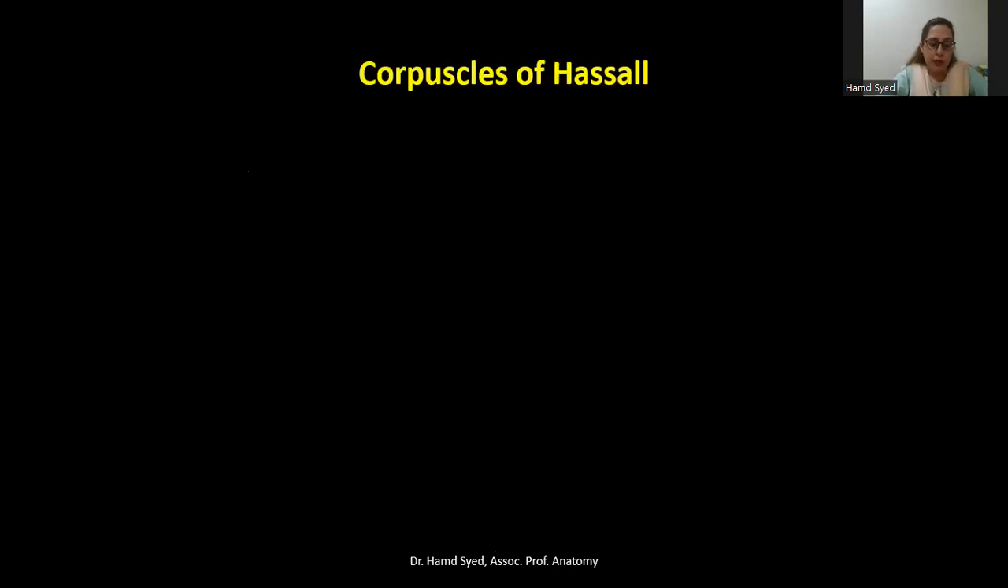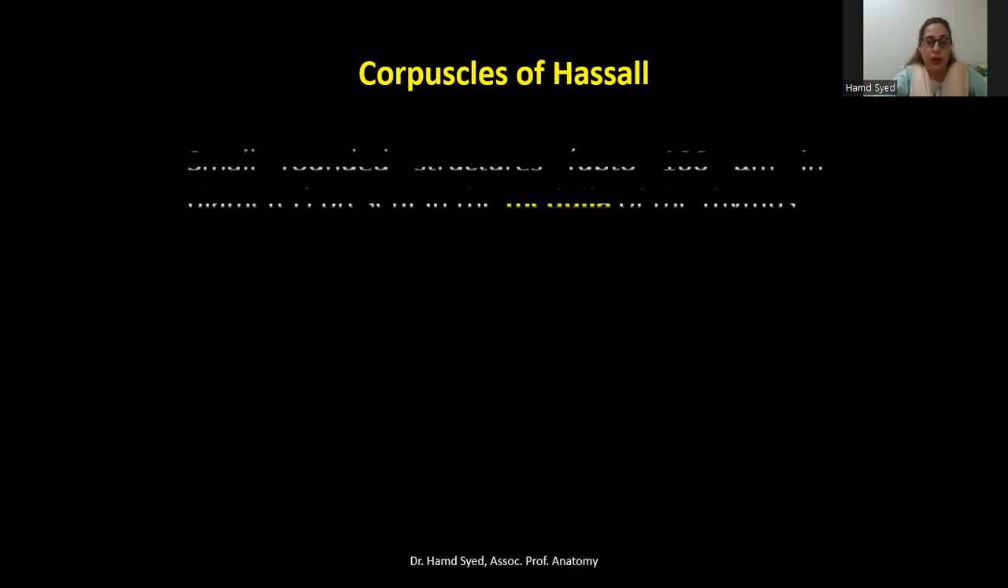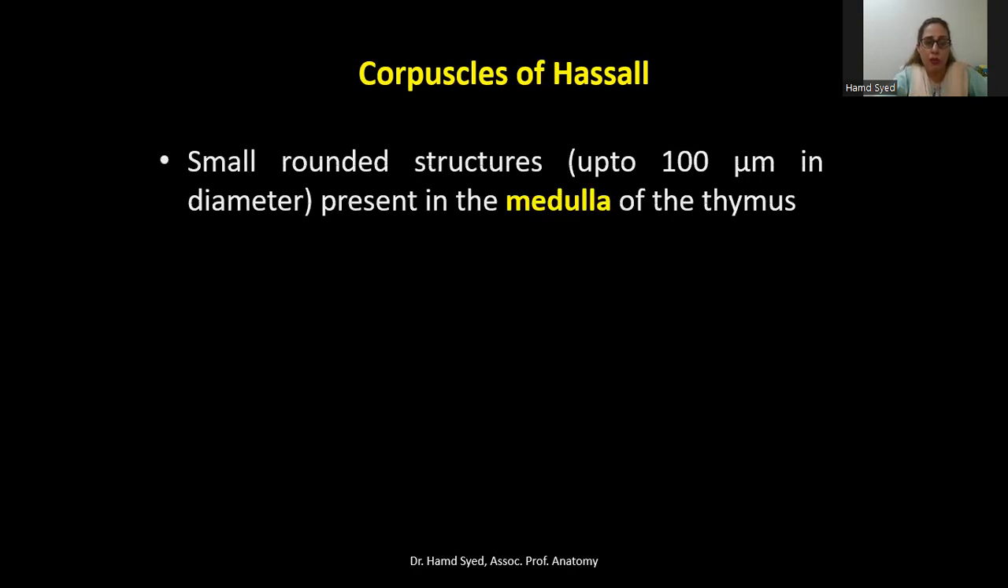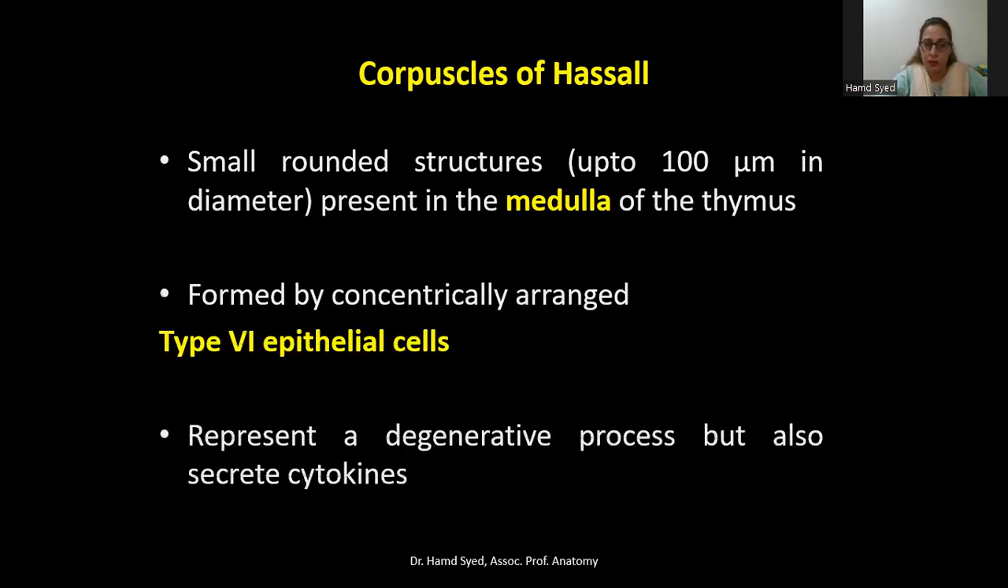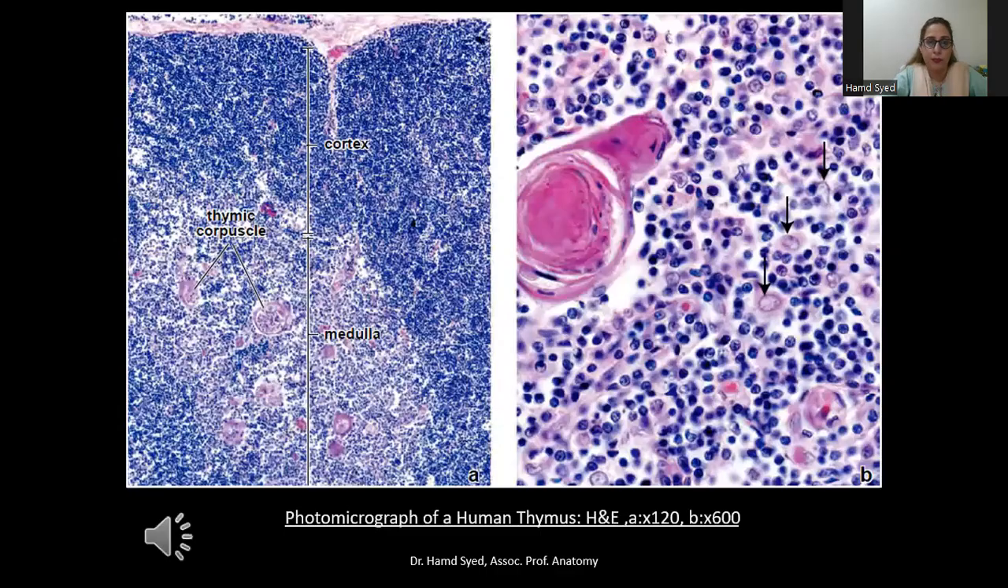Now, another important and distinctive feature of the thymus gland, when we talk about its histology, are the Hassel's corpuscles. What are the Hassel's corpuscles? These are small rounded structures about 100 microns in diameter, and they're located in the medulla of the thymus. They are formed by concentrically arranged type 6 epithelial reticular cells. And they represent a degenerative process, but they are not entirely non-functional, as research has shown that they also produce cytokines. Now we see a photomicrograph in front of us.